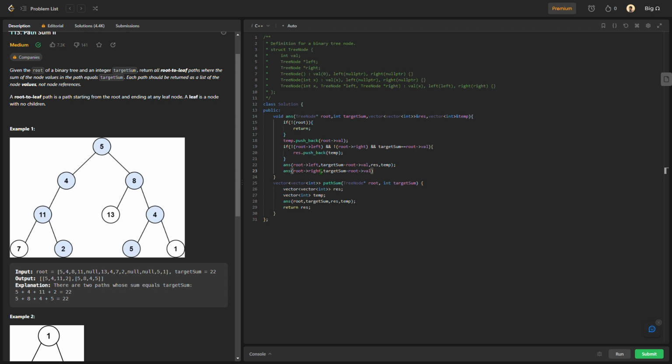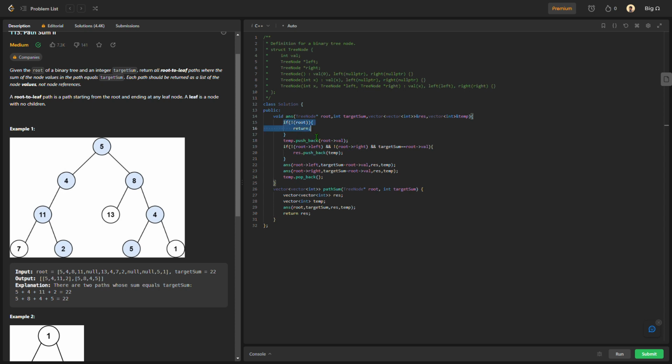from my target sum while you are traversing towards the right of that node, and res and temp remain as they are. After doing all these things, please do temp dot pop back, whatever you last inserted, that means this value. Okay, so far so good.